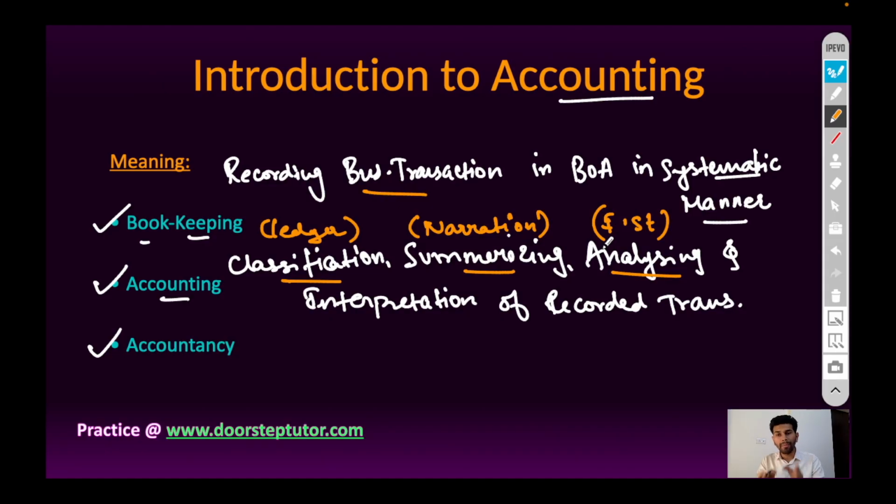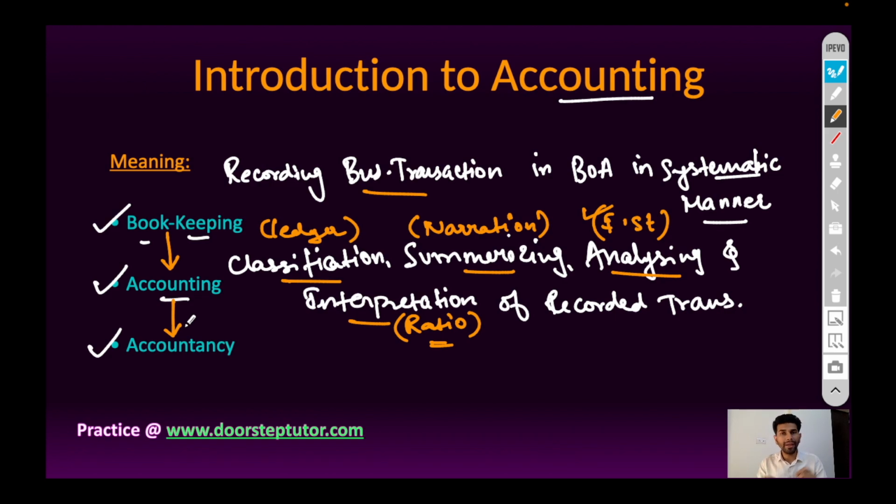So classification, summarizing, analyzing, and interpretation. Interpretation means, for example, ratio analysis to take various financial decisions on the basis of financial statements. So first we classify and summarize the recorded transactions, then analyze them and interpret to take proper decisions. So bookkeeping means recording of business transactions in books of accounts in a systematic manner, and accounting is classification, summarizing, analyzing, and interpretation of the recorded transactions. On the basis of bookkeeping, we can prepare accounting, and on the basis of accounting, we prepare accountancy.